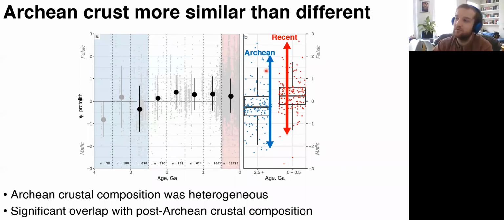So the range of sediment protolith is basically the same in the Archean as it is in the last 500 million years. So yes, the Archean crust was slightly more mafic, not that much more mafic, but it was also very heterogeneous, pretty much as heterogeneous as the present day continental crust. So there's this idea, as I said, about the Archean crust being fields of basalt, but that doesn't agree with the data which we present here of evolved and heterogeneous continental crust in the Archean.